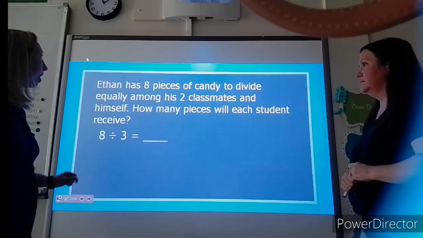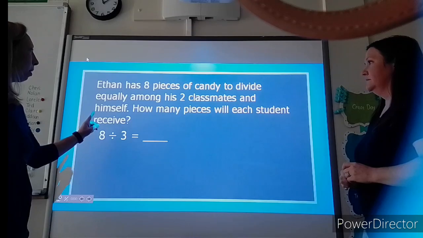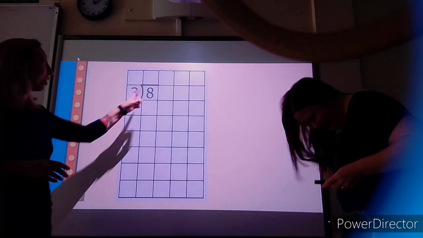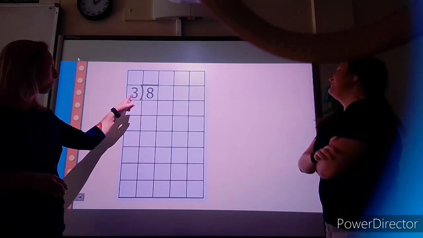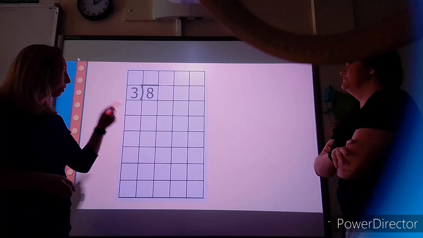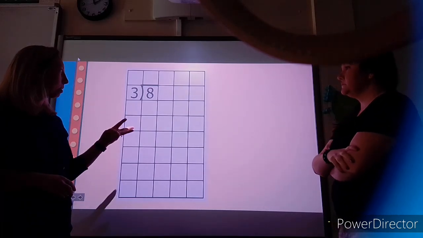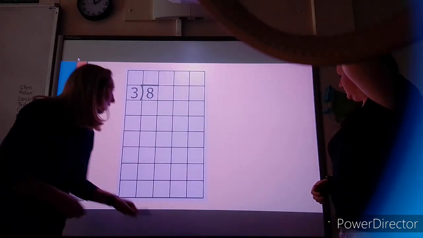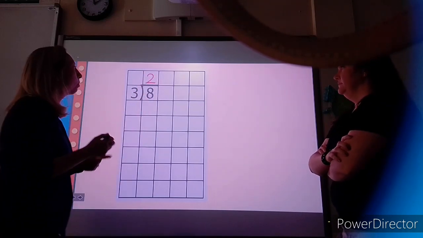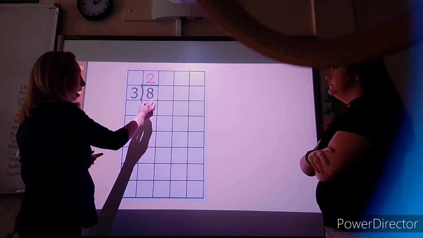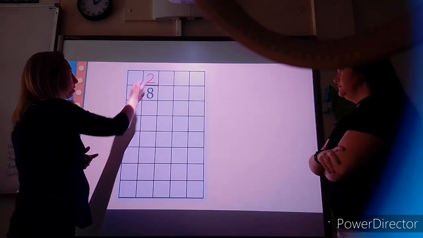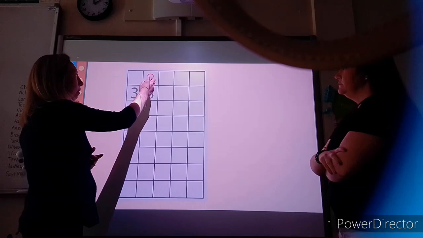So we have 8 pieces, and they're going to divide them. Here's the total amount of candy, and we're going to divide it by 3. When I go through my numbers, I say 3 times 1 is 3, 3 times 2 is 6, and 3 times 3 is 9. So I know that I can't do 3 here. I'm going to put 2. If I do 3, that would make this a 9, and you can't have a number greater when you're subtracting. So our first step was to divide, and now we need to multiply.